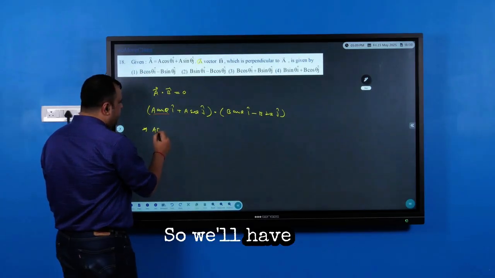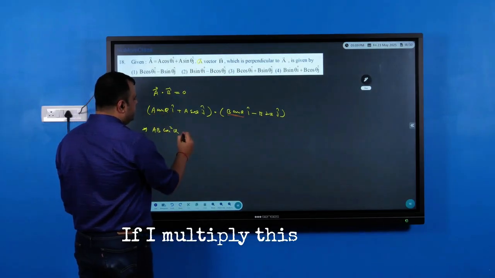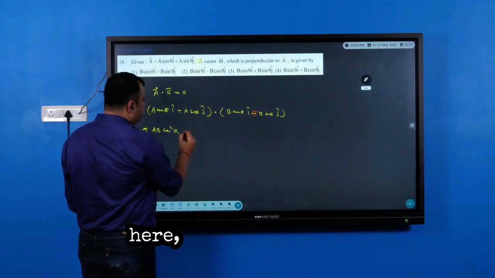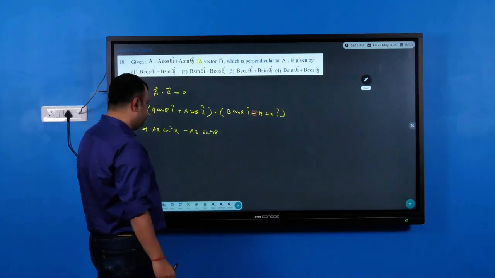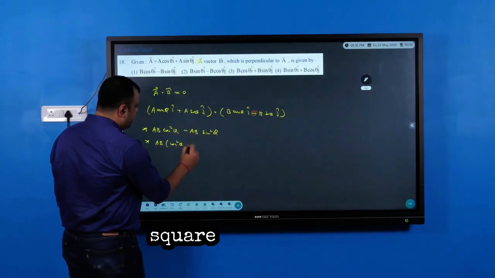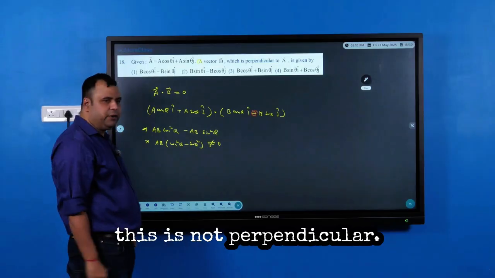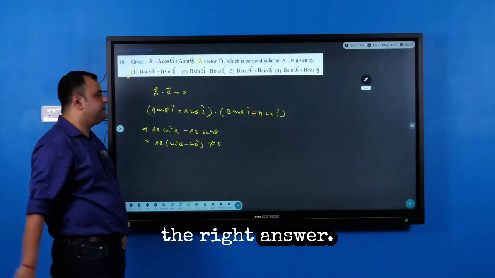So we'll have AB cos square theta if I multiply this, plus of, not plus, this will be minus because this is a minus here, minus of AB sin square theta. This becomes AB into cos square theta minus sin square theta. This is not becoming 0. So this is not perpendicular. First one is not the right answer.